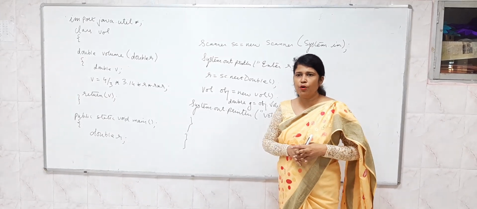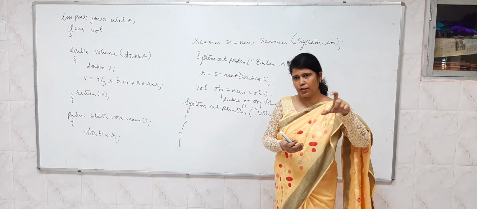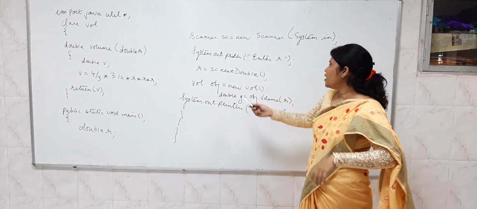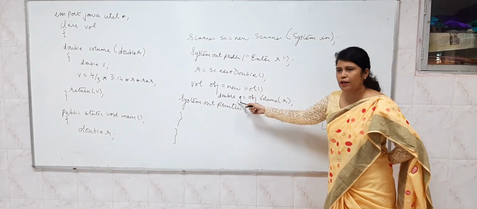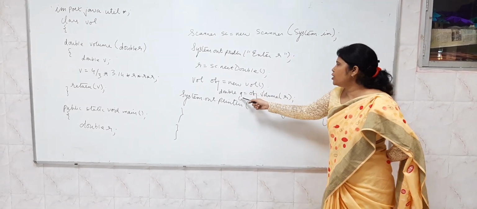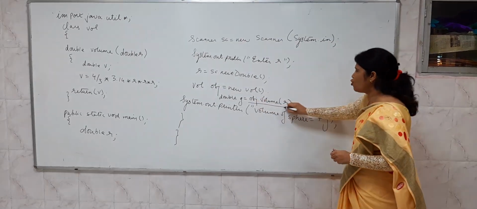Now why we are creating object of a class? So that we can call function. We have to invoke the function or call the function. Then we have written double g is equals to one variable. Again I have declared of double type g, in which we will invoke the function. This is the function call statement.